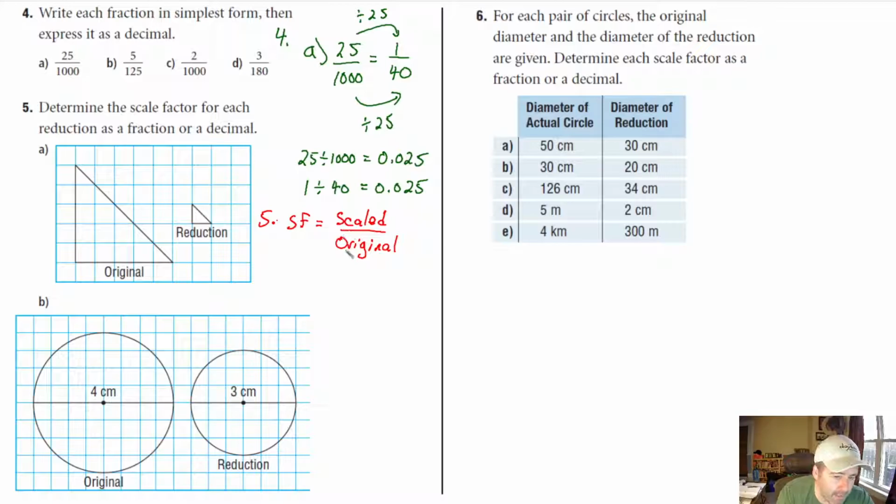And that hasn't changed. What has changed is that now the scaled diagram, this is the reduction, is smaller than the original. So we're scaling down, we're not scaling up, but the original still goes on the bottom in your formula.